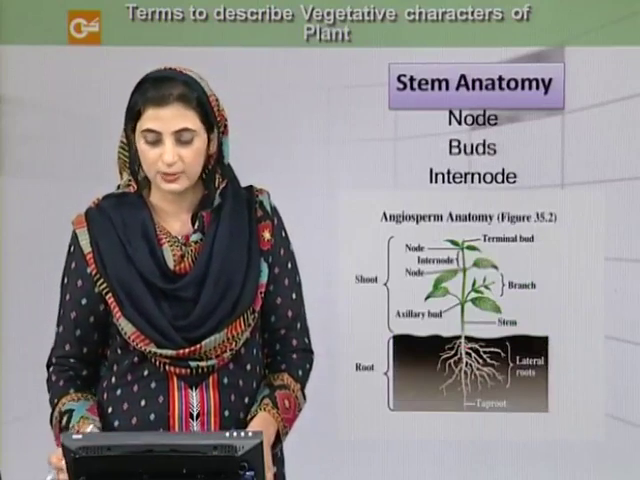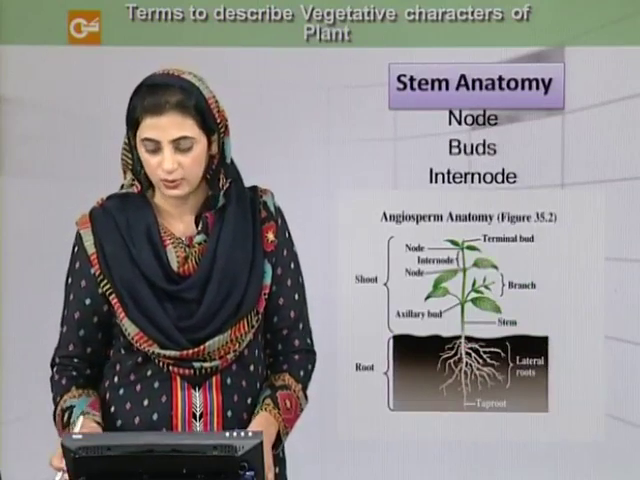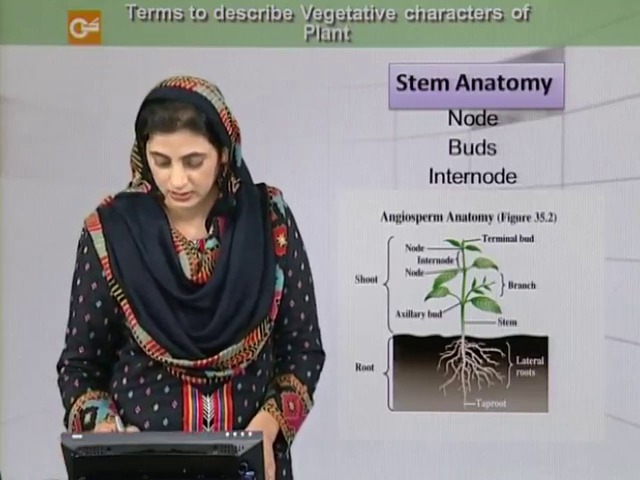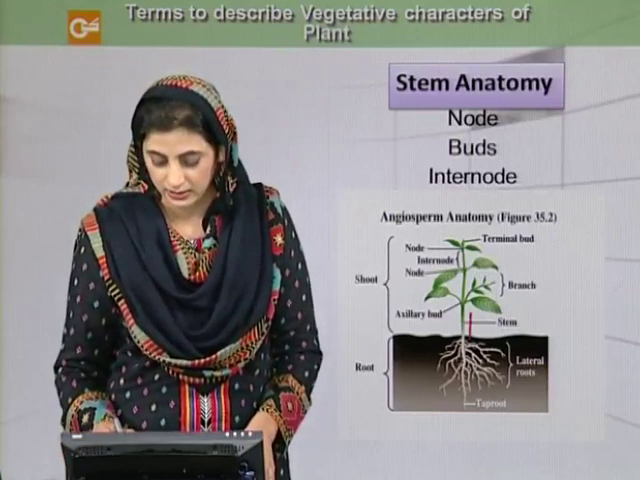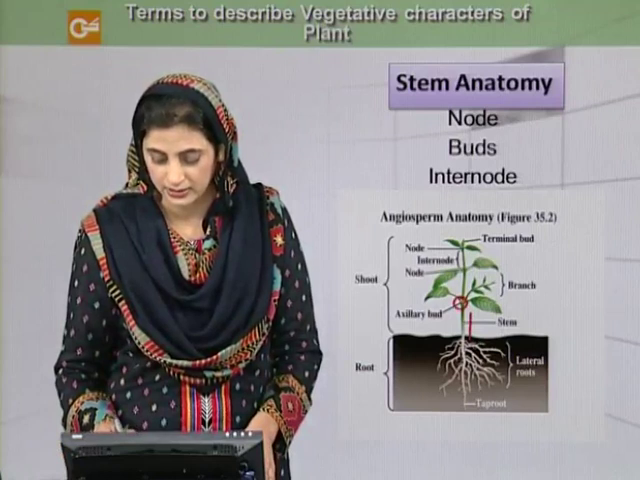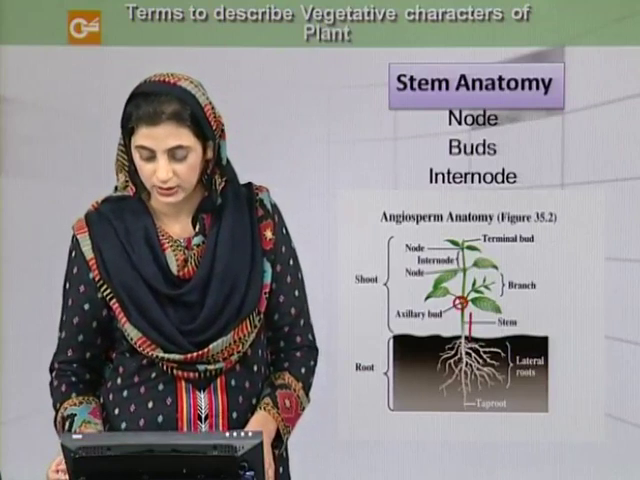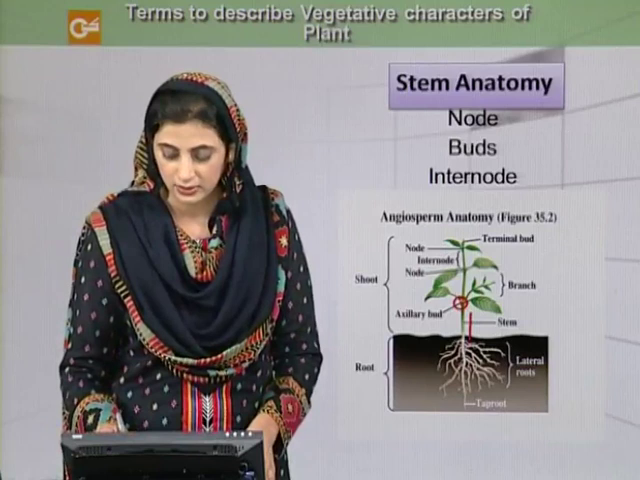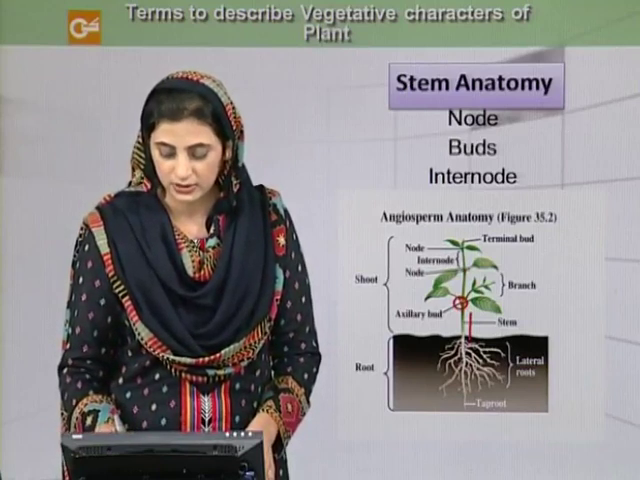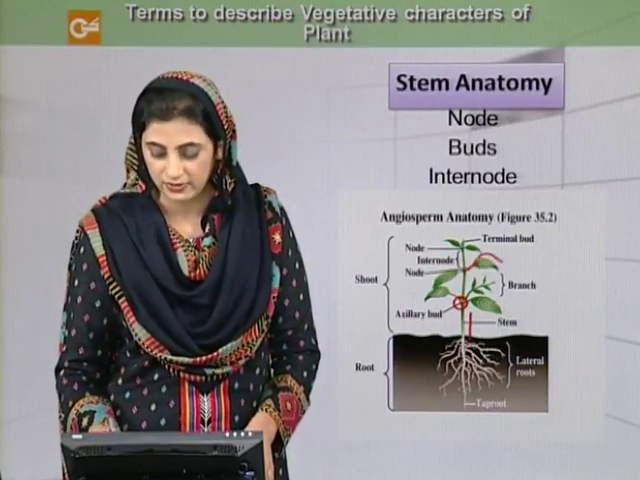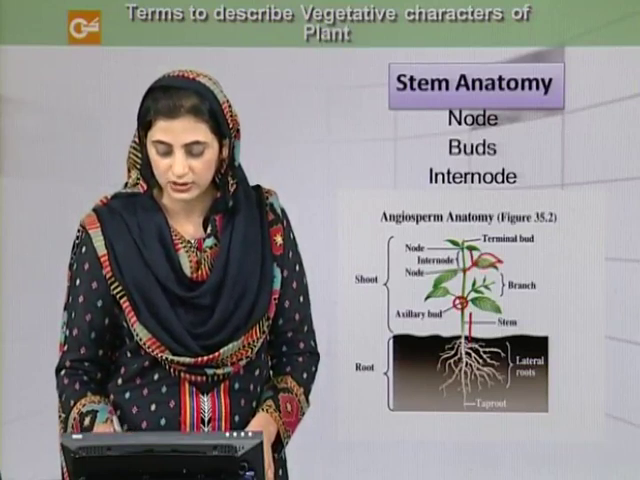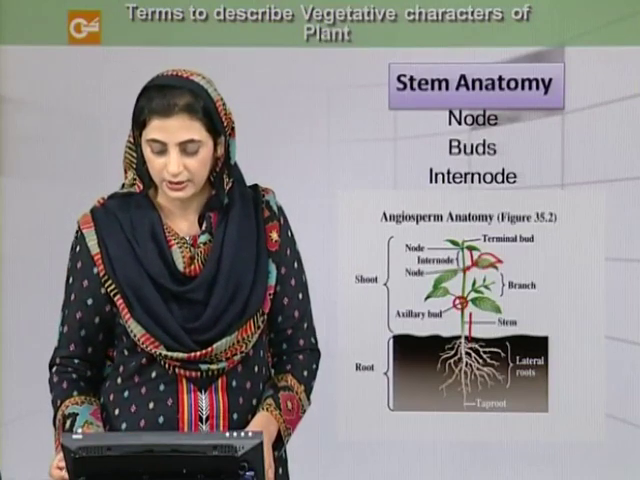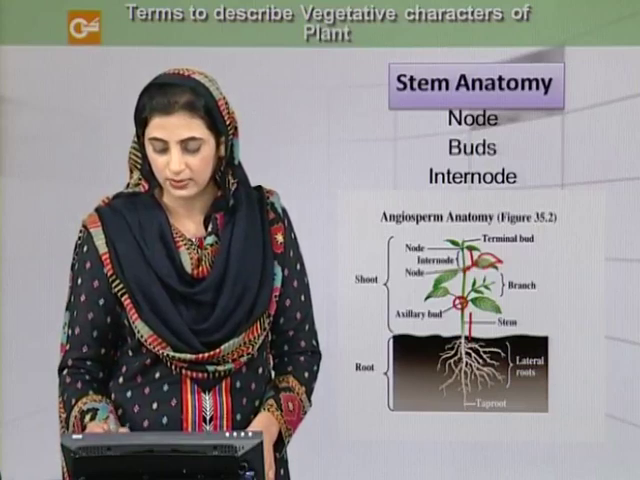We can explain stem anatomy in this diagram too. You can see here that this is of course the stem, and here it is axillary bud, not actually shown clearly. And you can see here node which is giving rise to the leaf, and the distance between two nodes is called here as internode. And you can see bud here too.